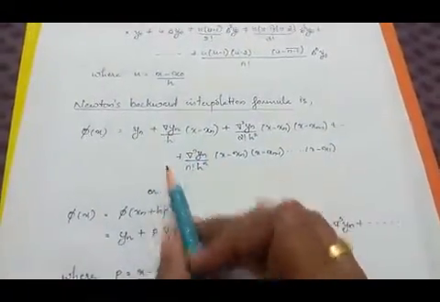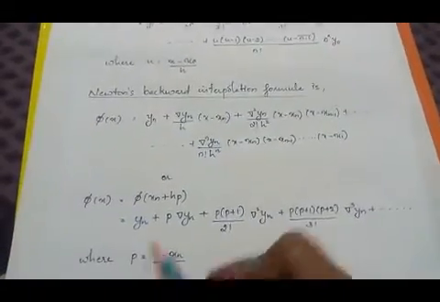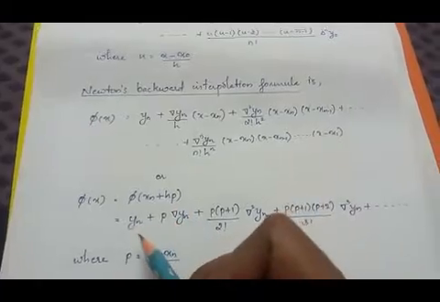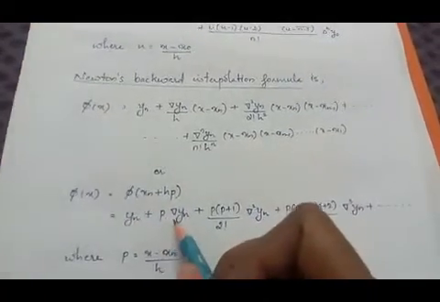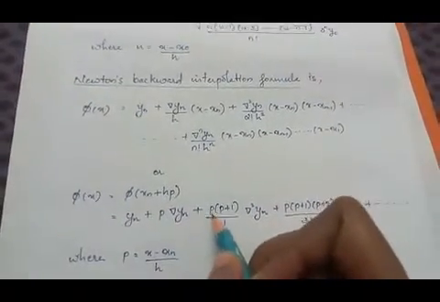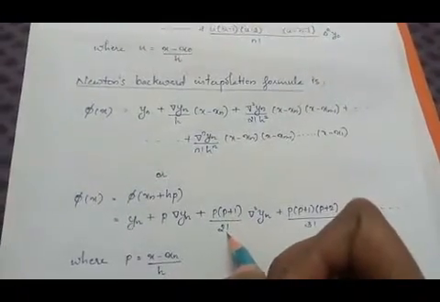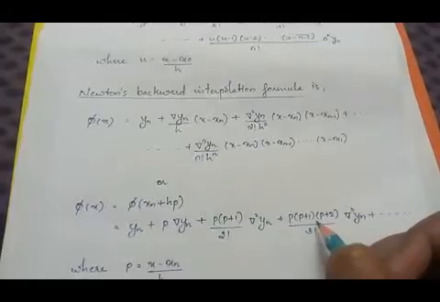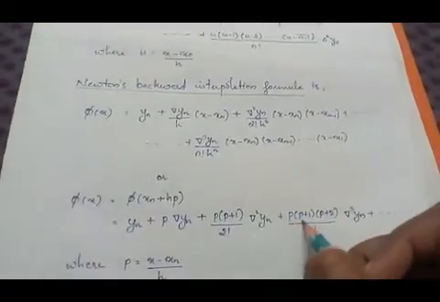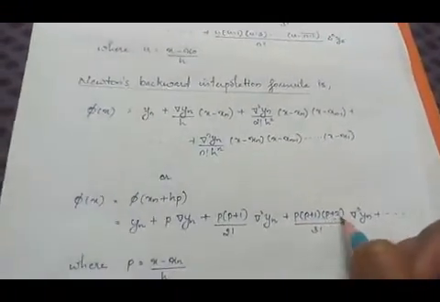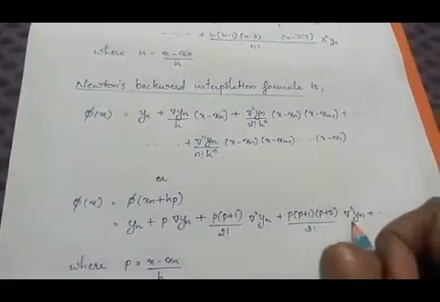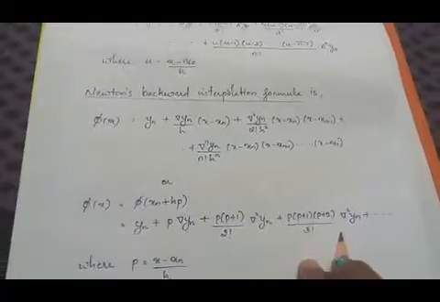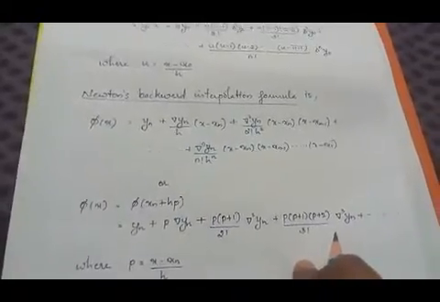The simpler form for this formula is obtained by substituting x minus xn by h with p. So phi of x becomes phi of xn plus hp, which is equal to yn plus p into del yn plus p into p plus 1 by 2 factorial del squared yn plus, here we'll have one more factor, right? So p into p plus 1 into p plus 2 by 3 factorial into del cube yn plus etc. So this is Newton's backward interpolation formula.